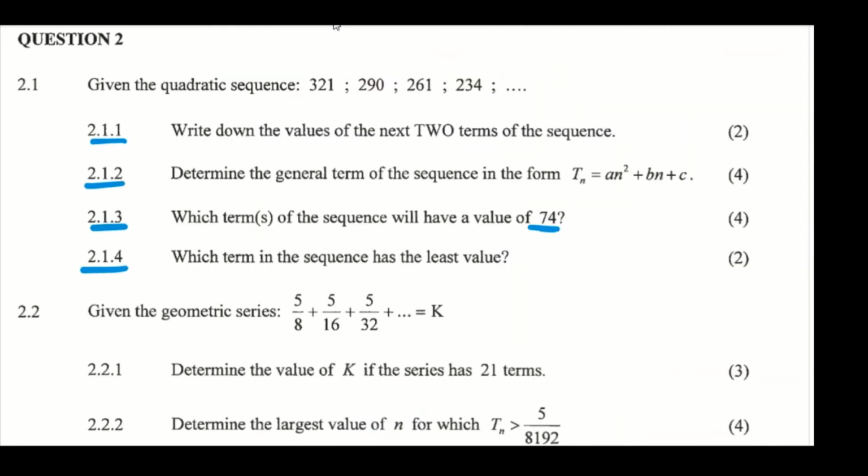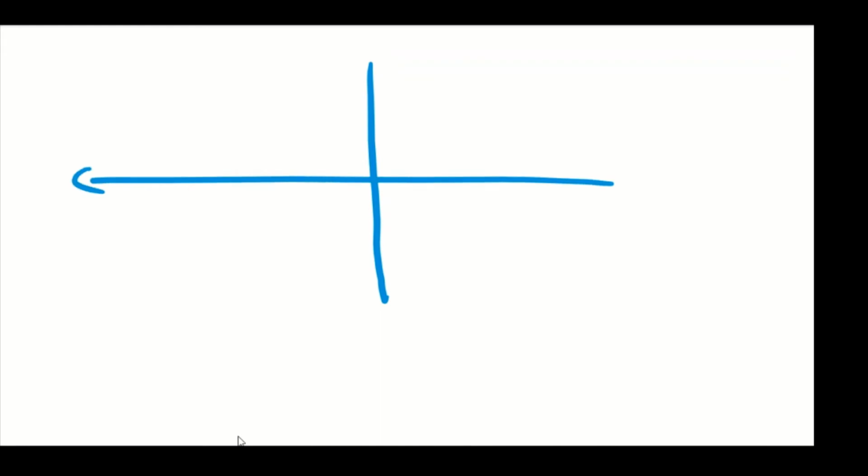2.1.4, which term in the sequence has the least value? So we want to identify the term. I'll first draw a diagram. This is our Cartesian plane. Normally in a Cartesian plane, the x-axis has the x values, right? In this case, it's going to be n, because our formula Tn is equal to an squared plus bn plus c.